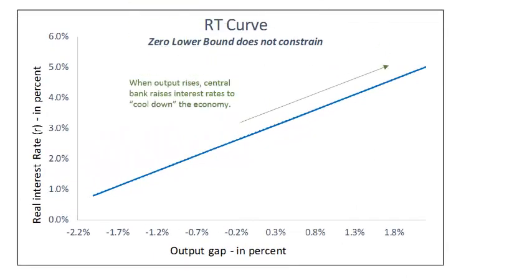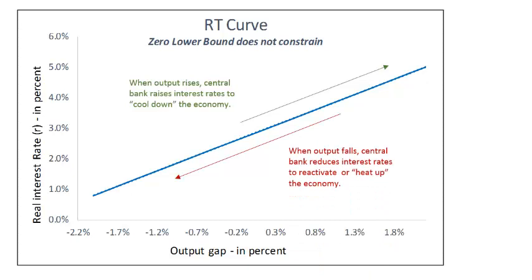Again, along the RT curve, when output rises, the central bank is going to raise interest rates in order to cool down the economy. But when output falls, the central bank is going to reduce interest rates in order to reactivate or heat up the economy.